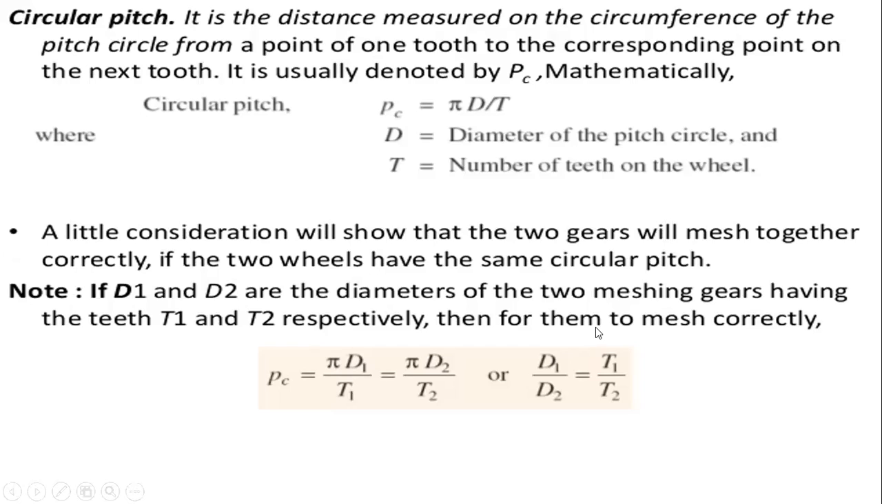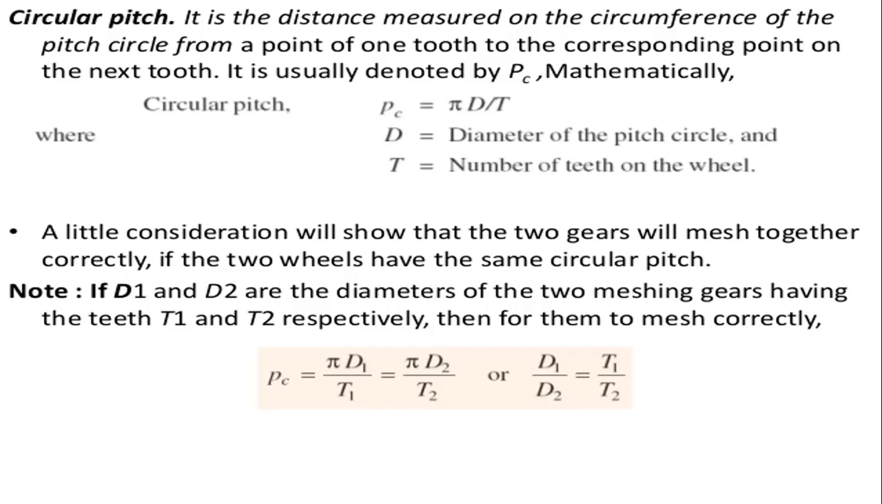And next, if D1 and D2 are the diameters of the two meshing gears. So these D1 and D2 are two meshing gears having the teeth T1 and T2. So the circular pitch for the two gears has been taken the same here.